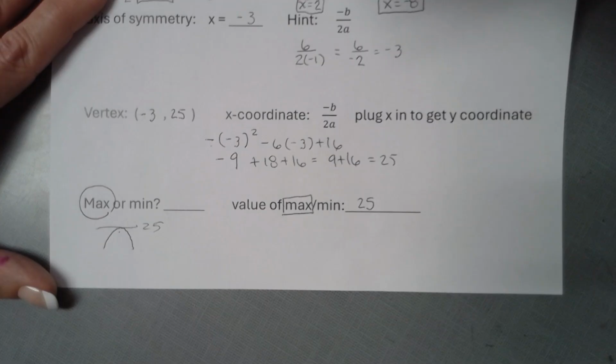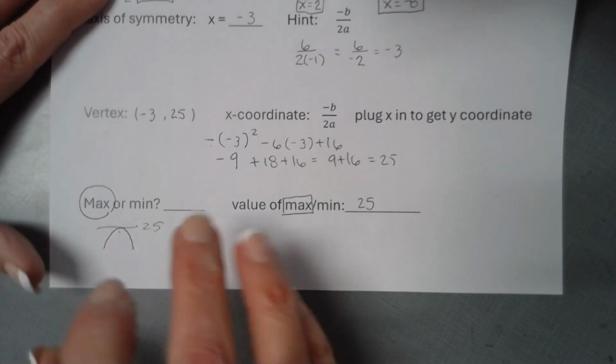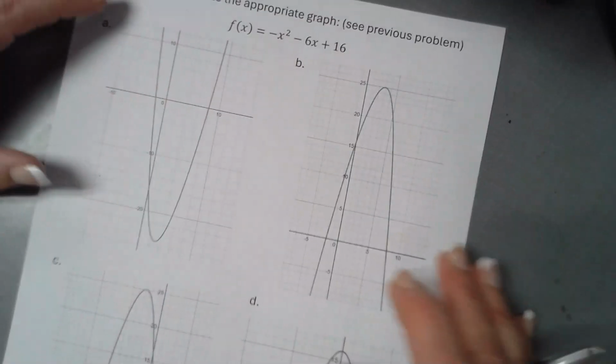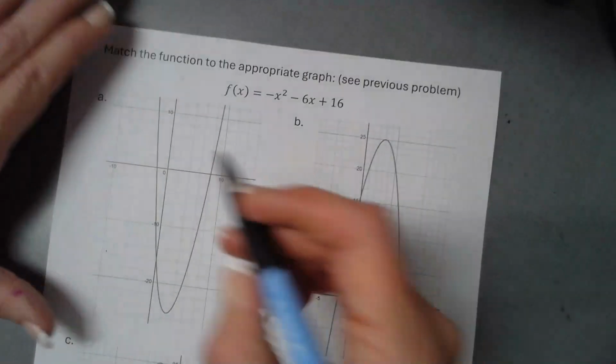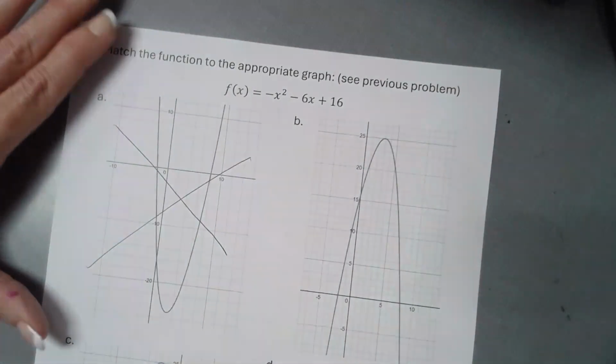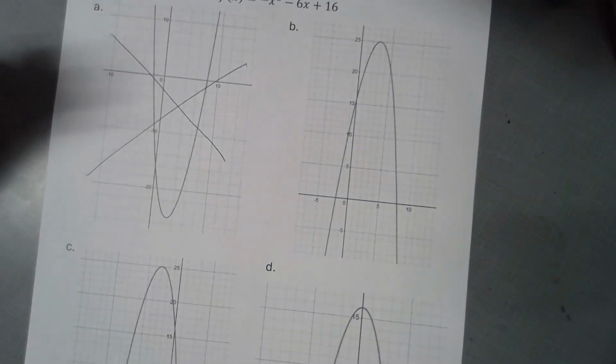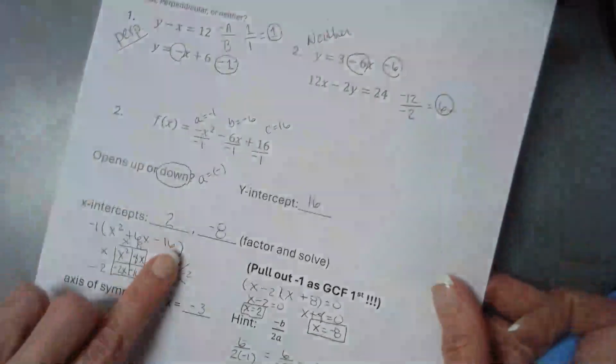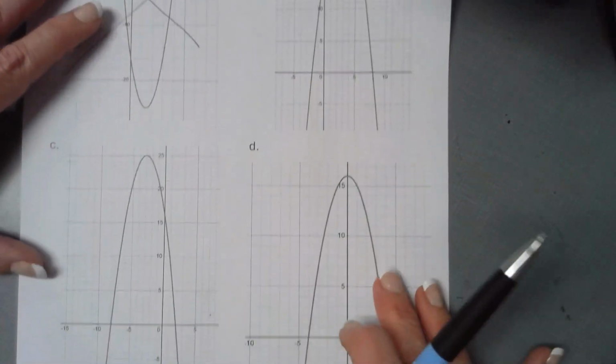And now what we do is we use that information to pick out our graph. So we know it already turns upside down. So A cannot be the correct answer. We know that the y-intercept is 16. That's no help because the y-intercept is 16 in all three of these. The next piece of help would be our x-intercepts are 2 and negative 8.